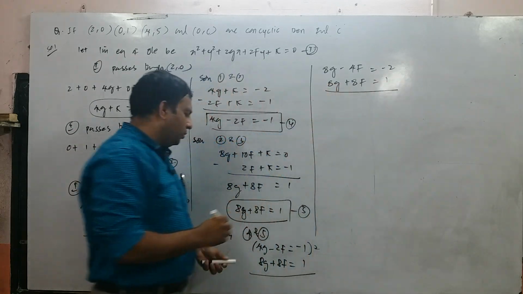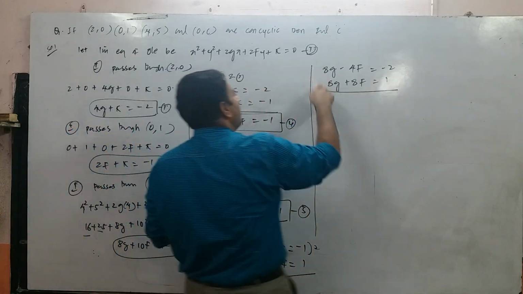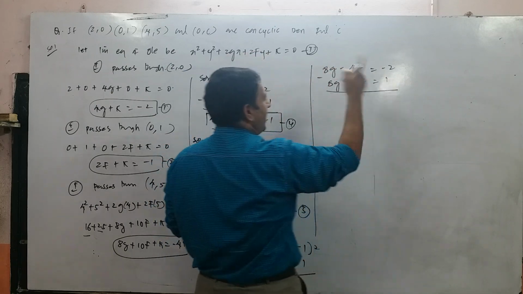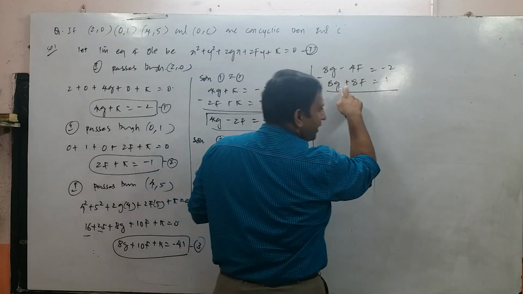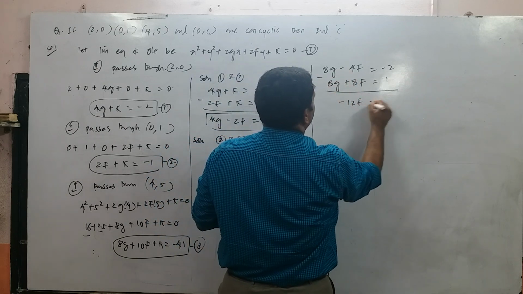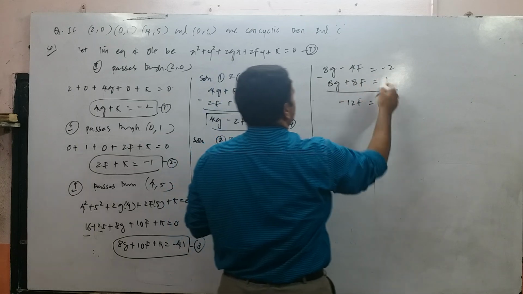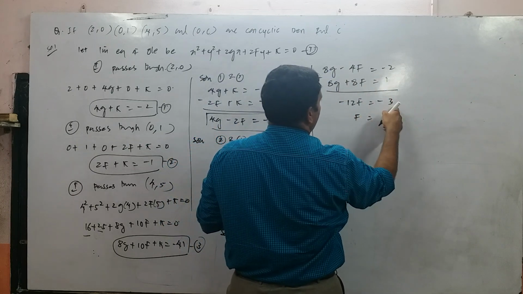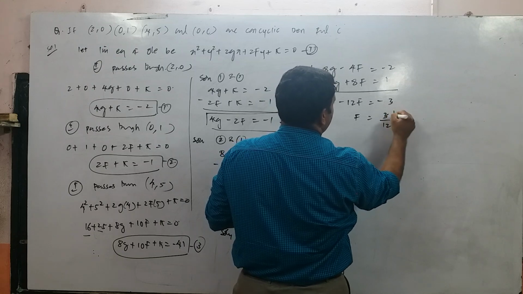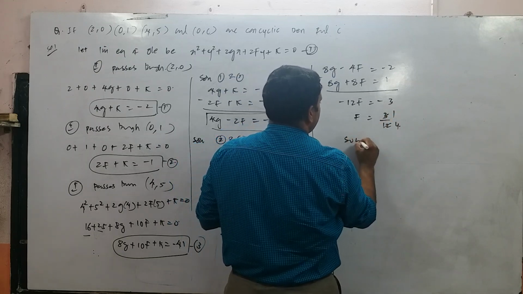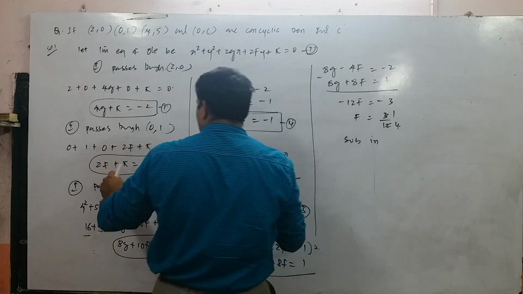Now what am I going to do? 8g I have balanced and both of them have the same sign. Remember, same sign, subtract. 8g cancels. Minus 4f minus 8f will be -12f is equal to -2 minus (-40). Minus minus cancels. f is equal to 3 by 12, which is equal to 1 by 4. Now once you know the value of f is equal to 1 by 4, substitute f in what?